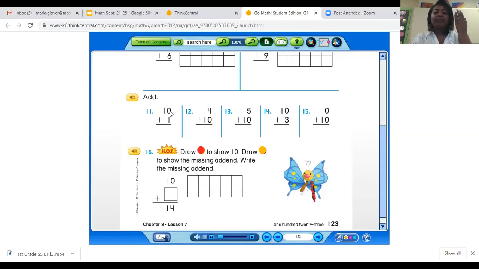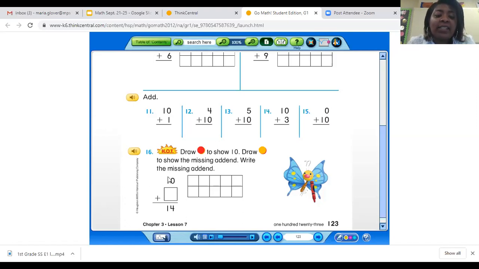Find the big number, 10, and add 1 more, 11. All right, 4 plus 10. Which number is bigger? 10, right? 10, 11, 12, 13, 14, okay? So those are 2 different strategies that you could use even for this skill that we're learning right here.